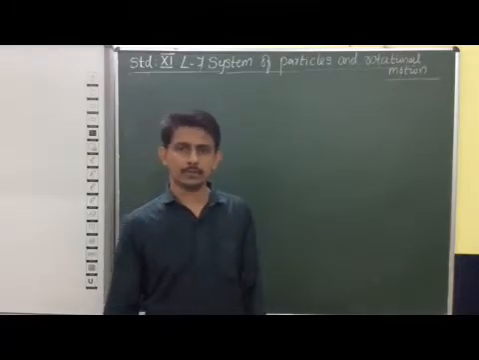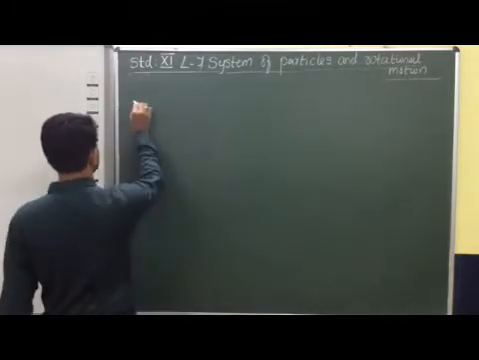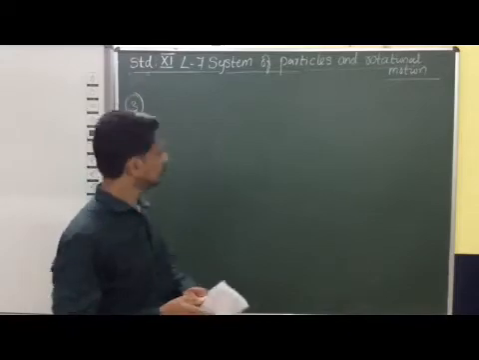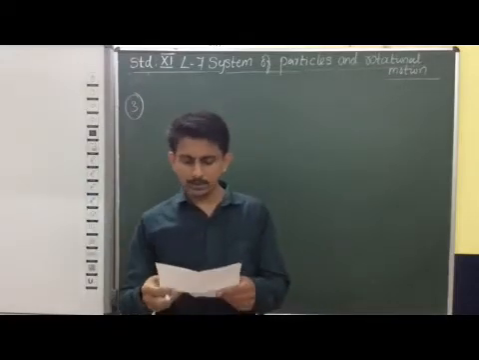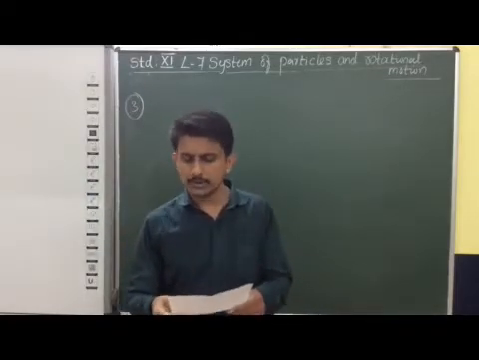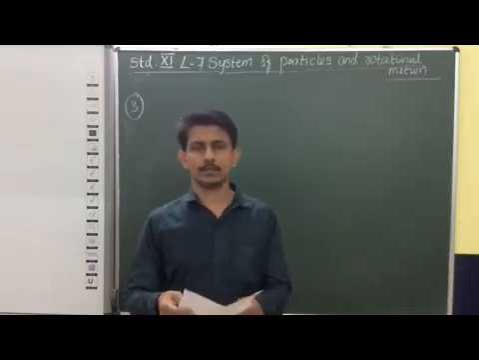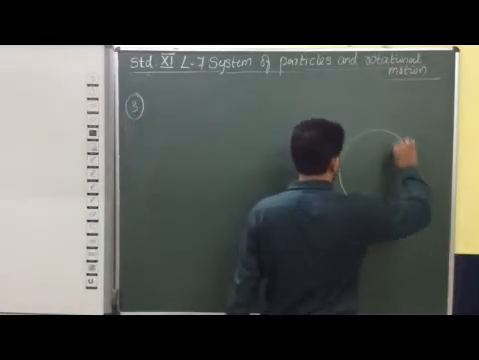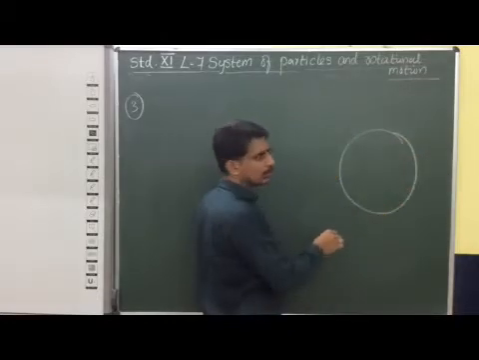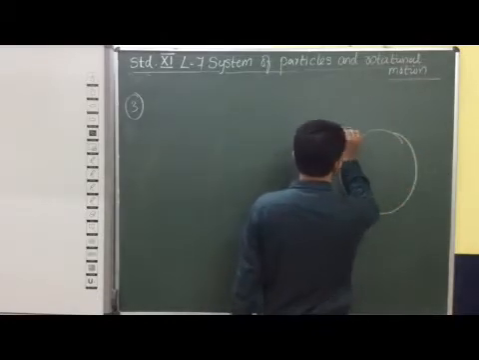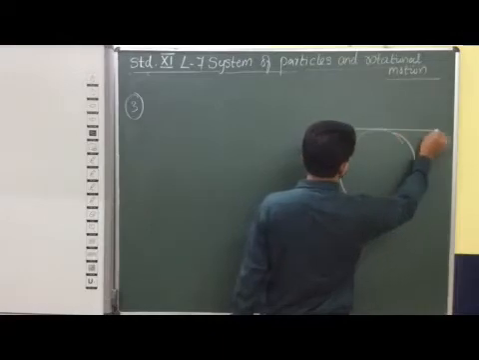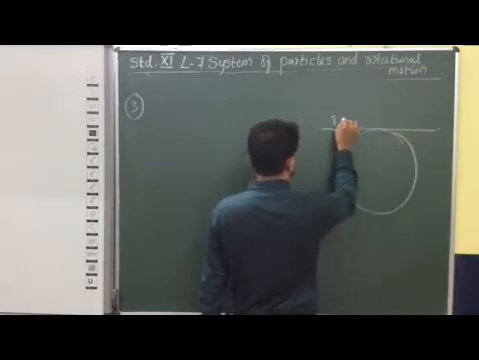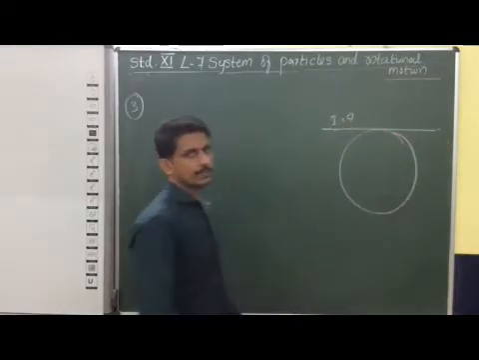Now we will discuss our question number 3. What is the moment of inertia of a ring about a tangent to the circle of this ring? So we have to find the moment of inertia of a ring about a tangent to the circle of the ring. So we are supposed to find the moment of inertia about this axis.